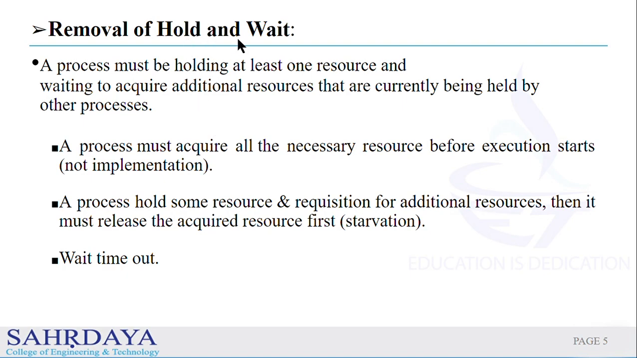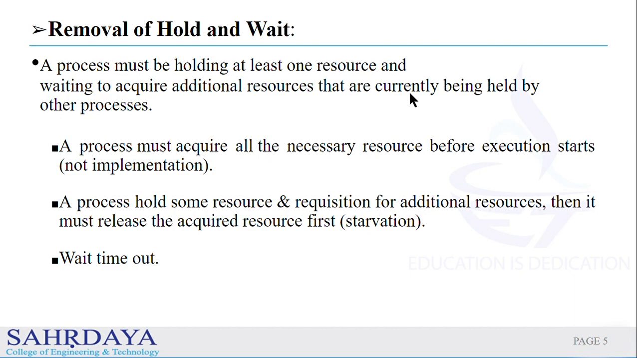The second condition was hold and wait. You have to fail that condition. So you can say the second technique is removal of hold and wait, or not hold and wait, or negation of hold and wait. Now how to fail hold and wait? First of all, what is hold and wait? A process must be holding at least one resource and waiting to acquire additional resources that are currently being held by other processes.